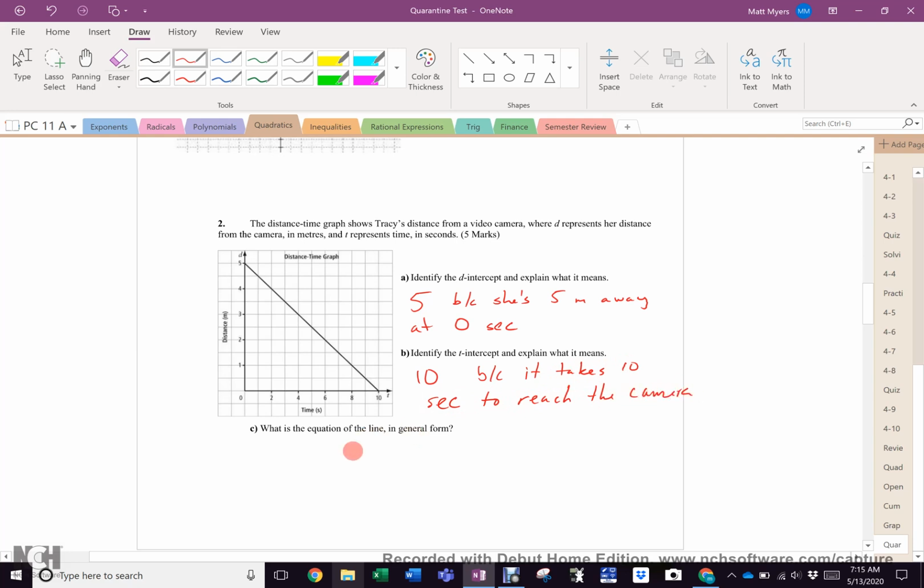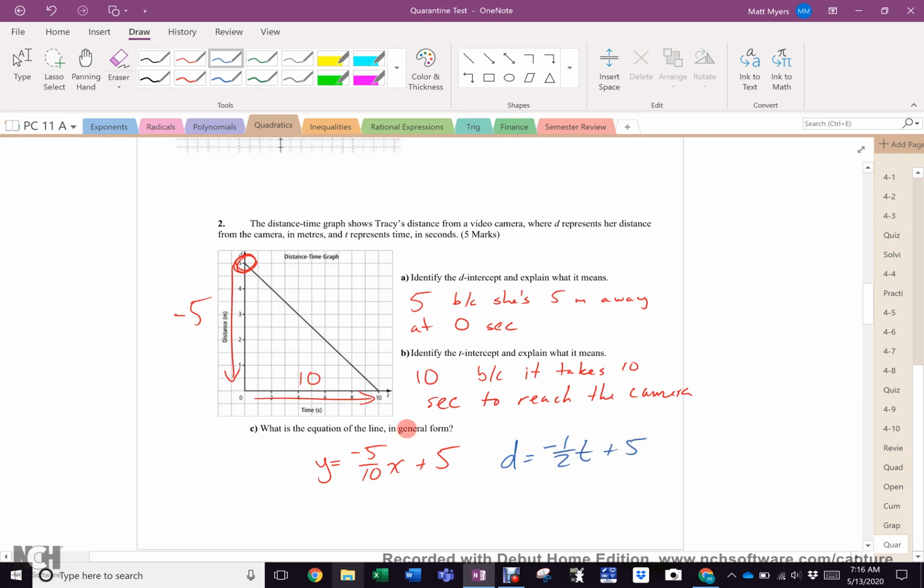And the equation of the line in general form. Well, you've got the slope. It's -5 over 10. And you've got the y-intercept is 5. So y equals -5 over 10 x plus 5. But of course, the variables are d equals -1/2 t plus 5.